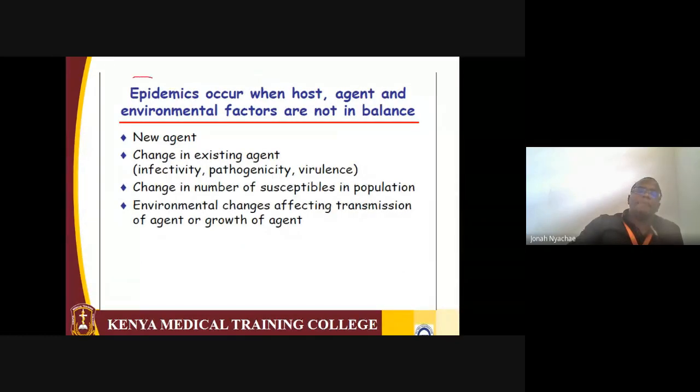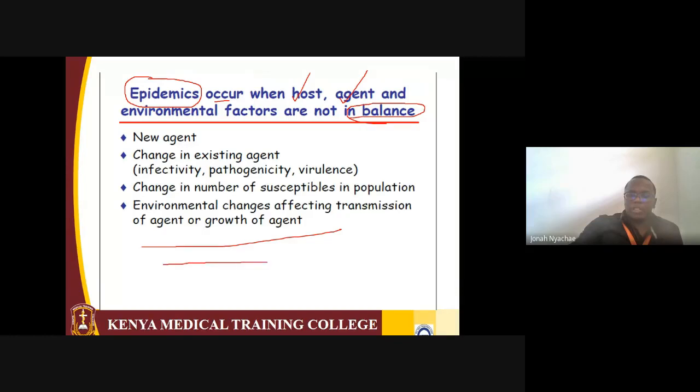So an epidemic basically occurs when the host, agent, and the environment factors are not in balance. And you remember that equation or diagrammatic impression which we do like this, and we said this is the host, and this is the agent, and this is the environment. So when that is not in balance, it tilts. So there could be an epidemic.